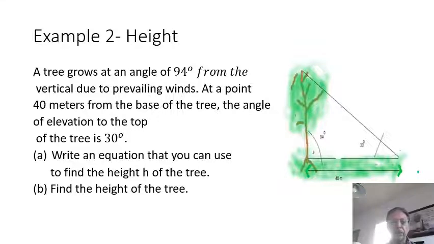Example 2. A tree grows at an angle of 94 degrees from the vertical due to prevailing winds. At a point 40 meters from the base of the tree, the angle of elevation to the top of the tree is 30 degrees. Write an equation that you can use to find the height h of the tree, and then find the height of the tree.